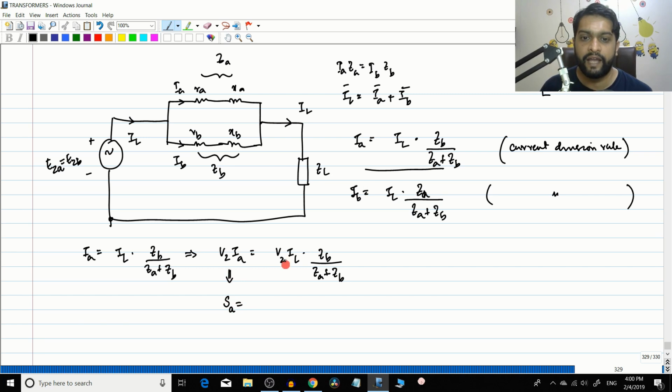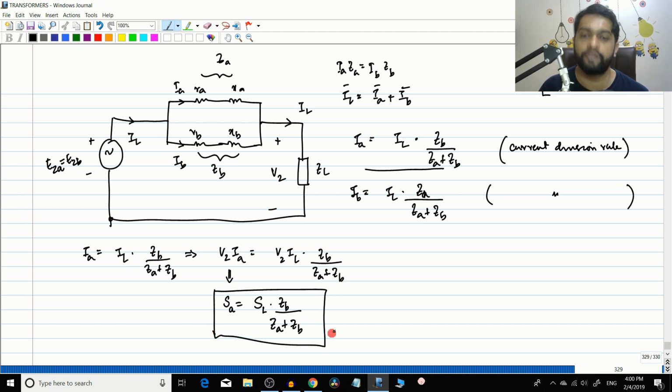So SA. And what is V2 into IL? This is V2, right? So V2 into IL is the apparent power of the load. So I will just write it as SL multiplied by ZB divided by ZA plus ZB. And this is one important equation here, especially for numericals.